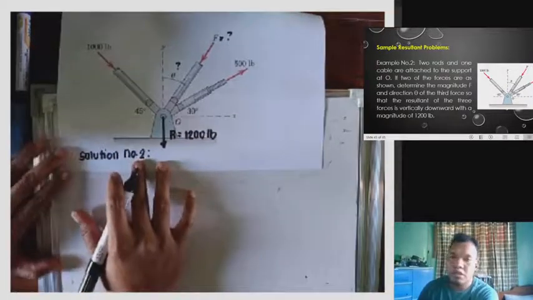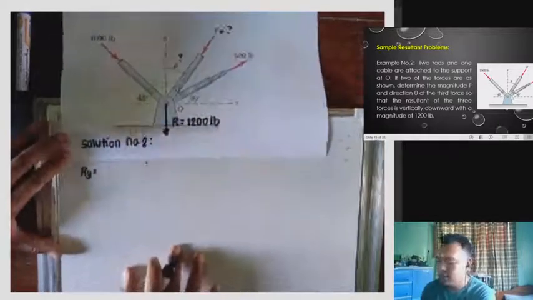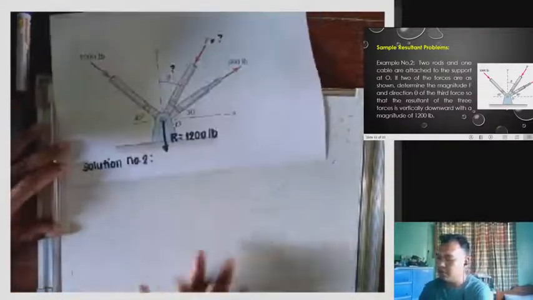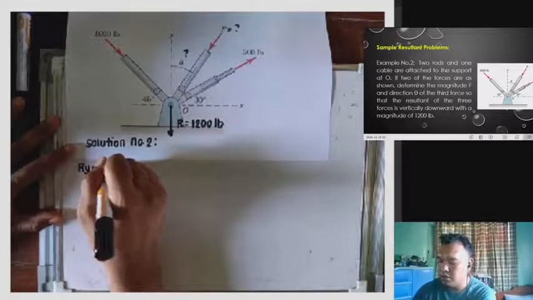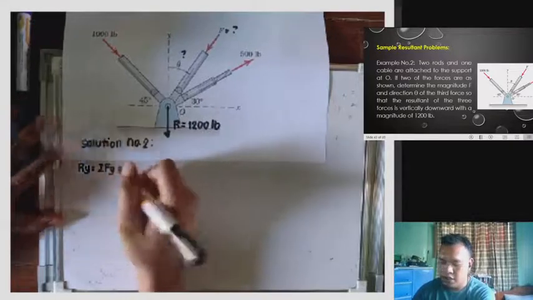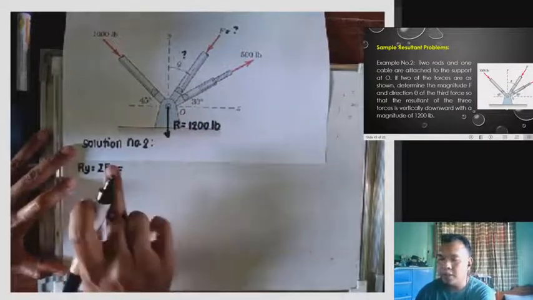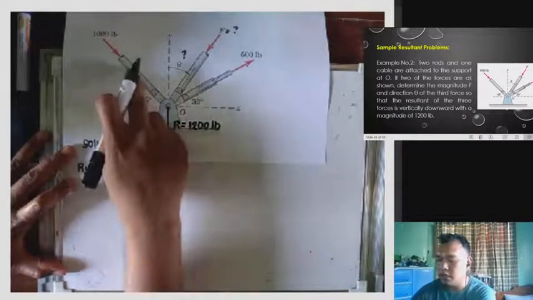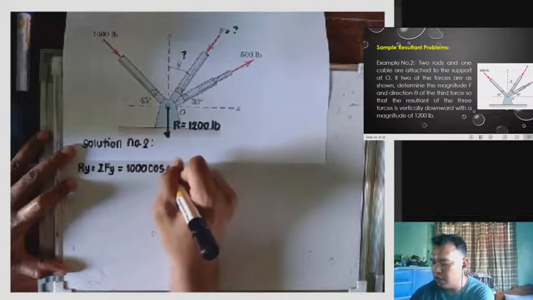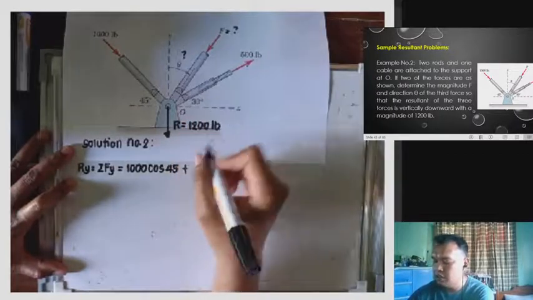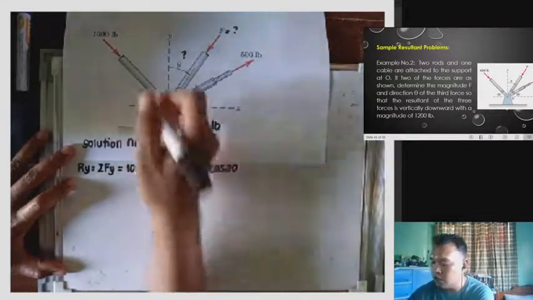We have here summation forces of x is equivalent kay Rx. So we all know that Rx is equivalent kay summation of forces ni x, yung forces ng x na nandito. Okay? So lalabas we have here going to the right is positive ulit, going to the left is negative. So going to the right ito 1000 cosine 45 plus ito 500 cosine 30. Okay? So kapag kinumpunin kasi natin to, we have here ito.